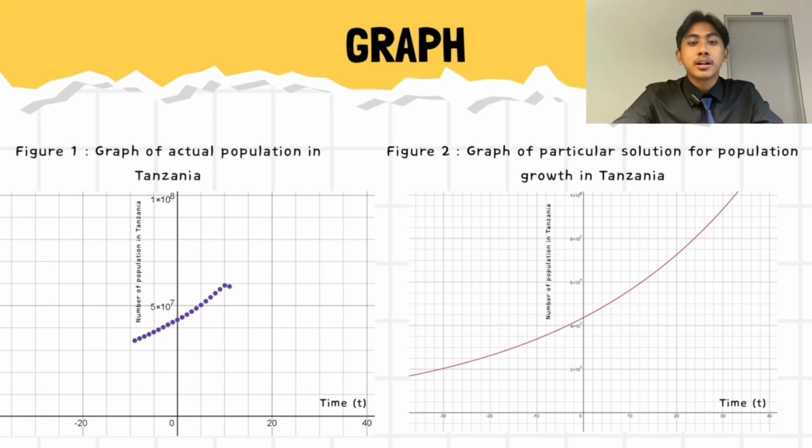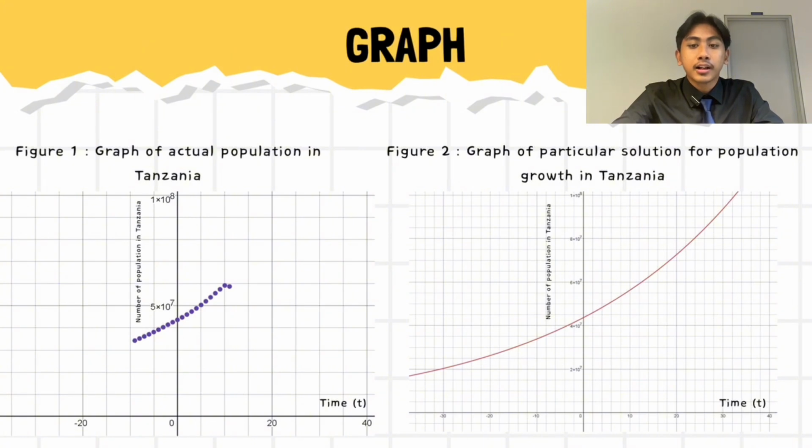Moving on to the graph, Figure 1 shows the graph of actual population in Tanzania. Each dot represents the population at a specific year. The curve is slightly upward bending, suggesting that the growth is speeding up over time. Meanwhile, Figure 2 shows the graph of the particular solution for population growth in Tanzania.